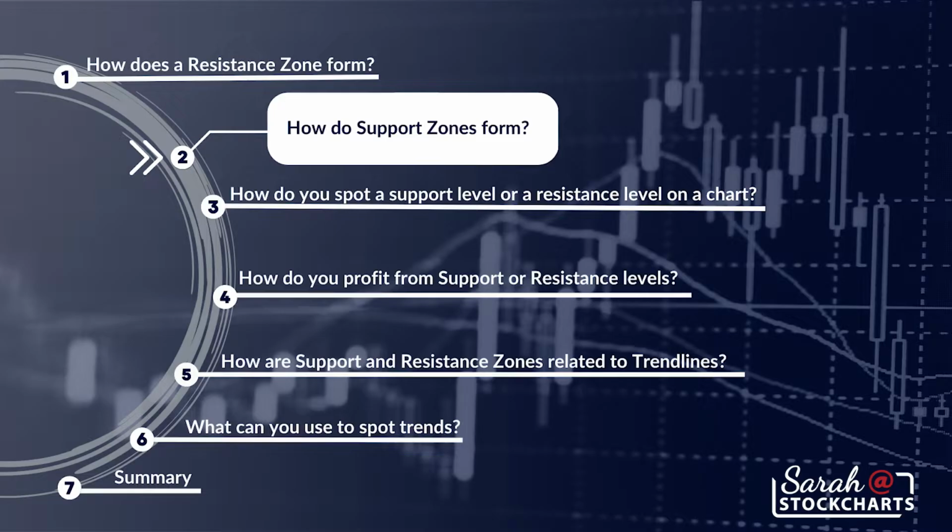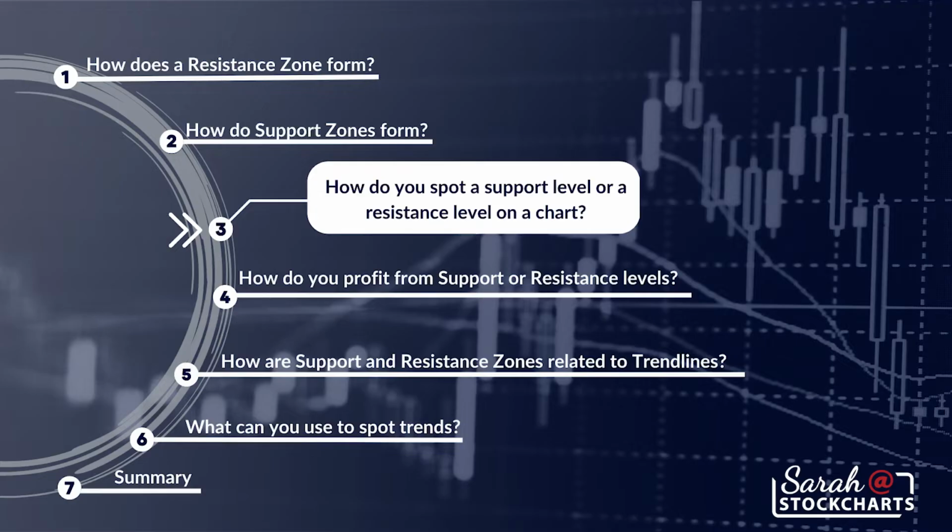What about support levels? How do they form? A support level forms in the exact same way, only with the opinions of the buyers and sellers reversed. Buyers who didn't buy when the stock started moving higher immediately regret not buying it and tell themselves, if that stock ever returns to a lower level again, I'm going to buy it. And then when they do, that lower level becomes a support level.